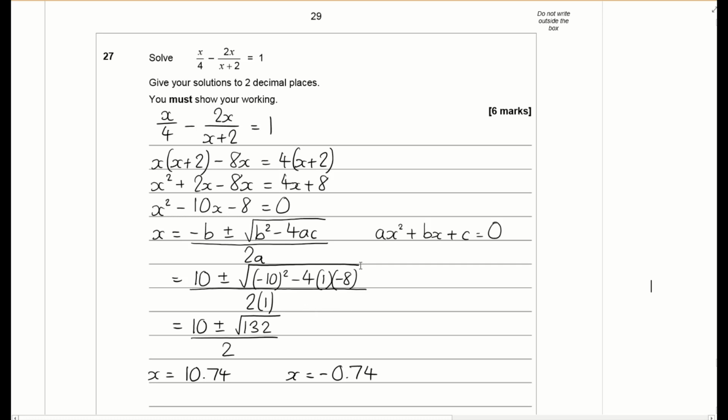Now, you could just at this stage type all of that into your calculator to get one of your values. Remember, the only difference between each of the values is whether you have done addition here or subtraction. Either way, just go back on your calculator and swap the sign at this location so that you can generate both solutions. X equals 10.4 to 2dp and x equals negative 0.74 to 2dp.